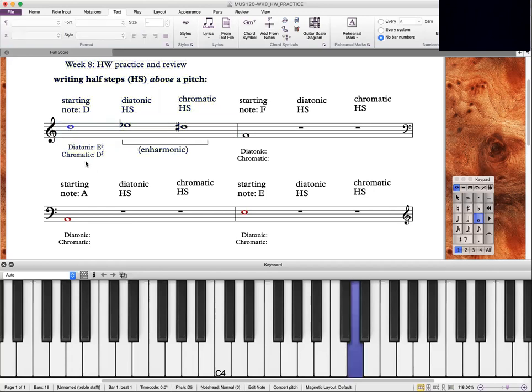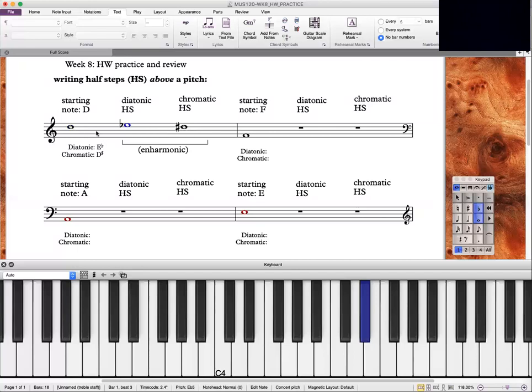So starting on a note D, the assignment is simply to write half steps above the note, right? And so the first one is a diatonic half step, the second, as you see here, is chromatic. Now, I've labeled those for us. Notice this label as well, the enharmonic label, right? Diatonic and chromatic half steps from the same note, they're going to be enharmonic.